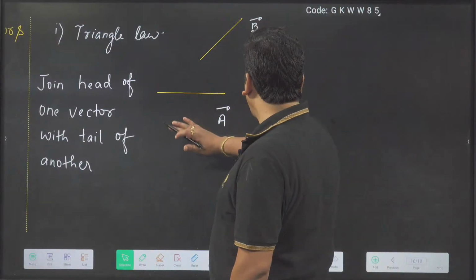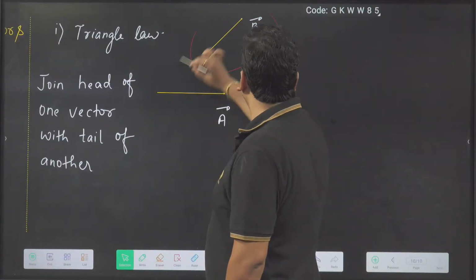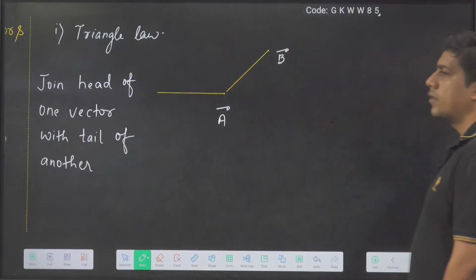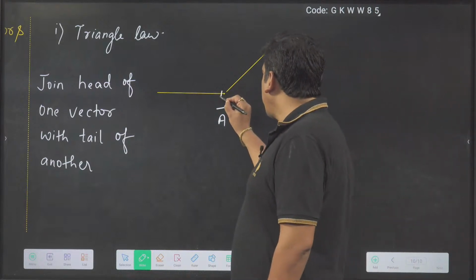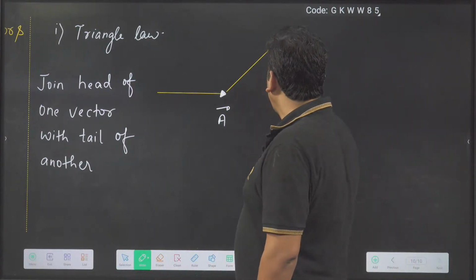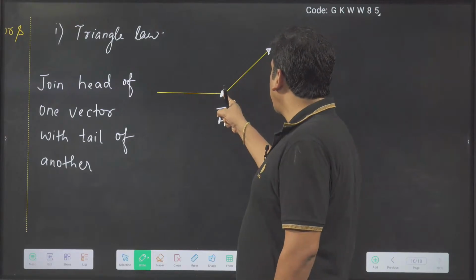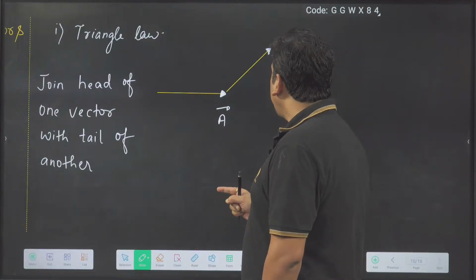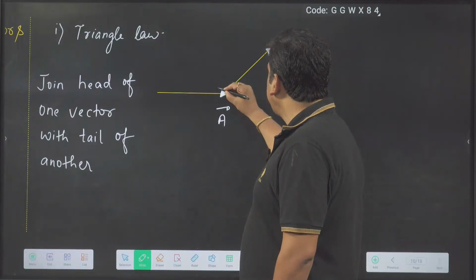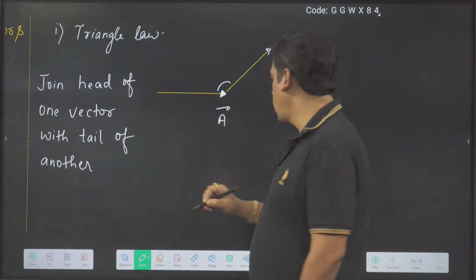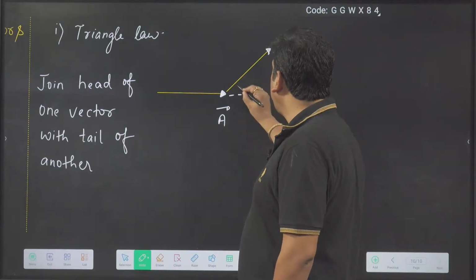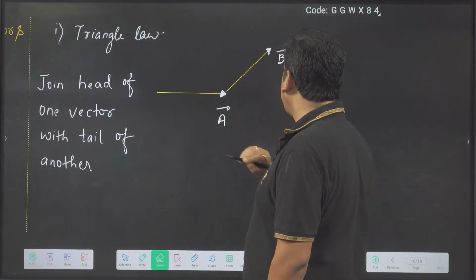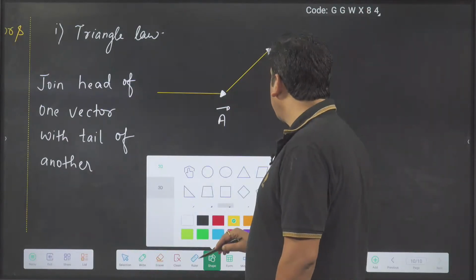So you can shift any one of them. Let's shift B vector only, like this. Okay, you can see we have joined the head of A vector with the tail of B vector. Tell me, what will be the angle between vectors? Do you think the angle between vectors will be this theta? No. Because head to tail joint, so angle between vectors will be this theta. But we will do the derivation in parallelogram law. Here just understand how to identify the resultant.